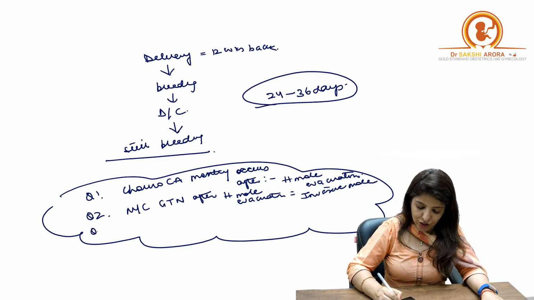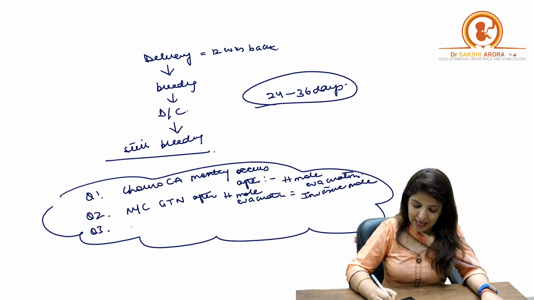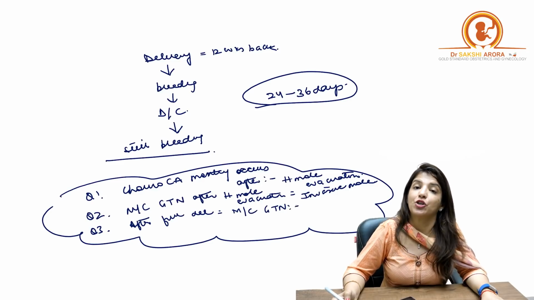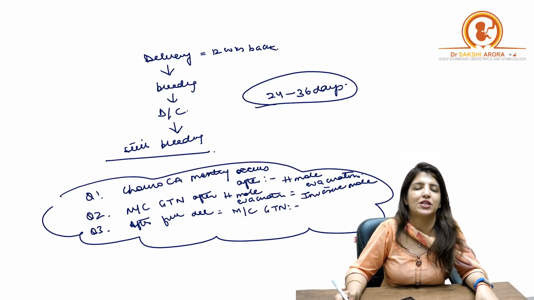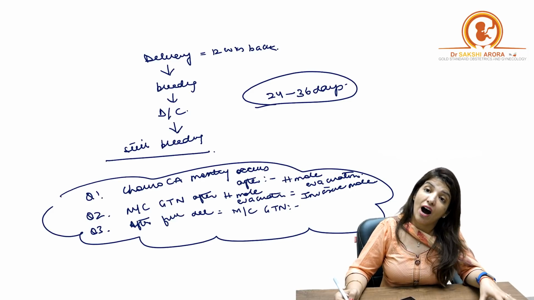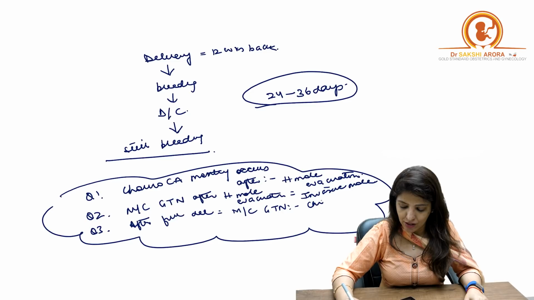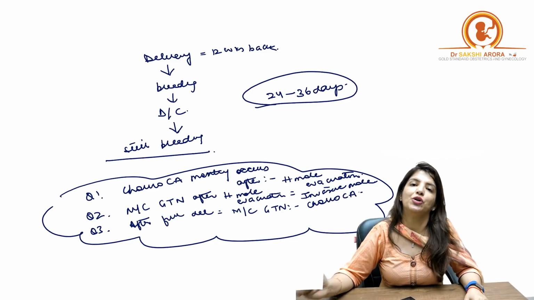Right? Third question. If your question is after full-term delivery, which is the most common gestational trophoblastic neoplasia? So which gestational trophoblastic neoplasia should you suspect after full-term vaginal delivery? Now your answer is choriocarcinoma.